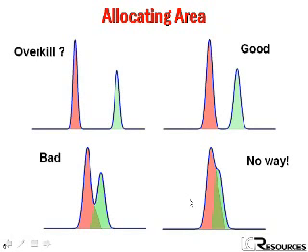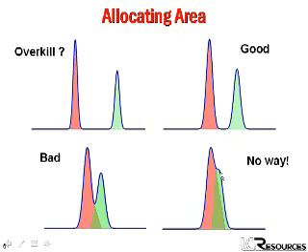Here are four separations. If we look at the upper left one, we can look intuitively and see that they're very well separated. There's really no possibility that the first peak could be assigned for the second one or vice versa. And in many cases, this could be a case of overkill.